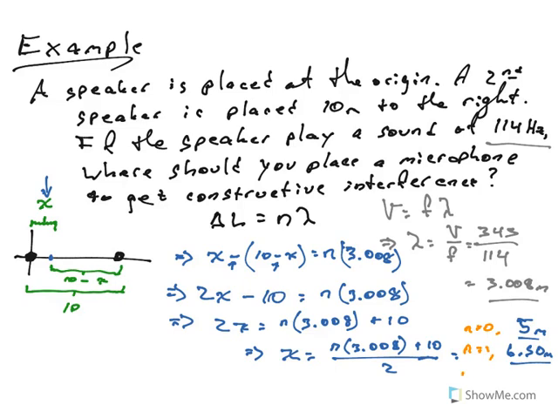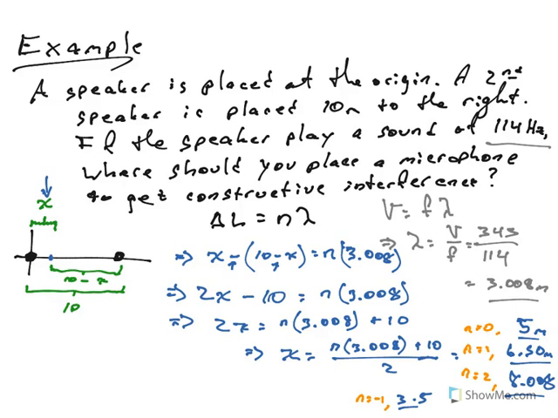Or, again, I could choose n is equal to 2. Choosing n is equal to 2 gives me 8.008. And so on. Not only that, I could also choose n is equal to minus 1, because you could have negative integers as well. If n is equal to minus 1, then I have minus 3.008 plus 10 divided by 2, that's 3.5. And so on.